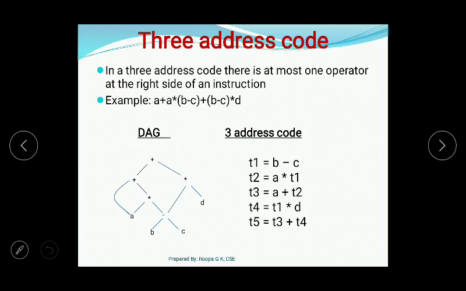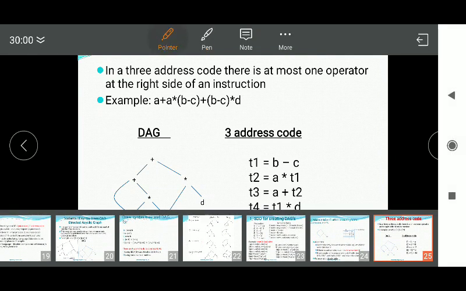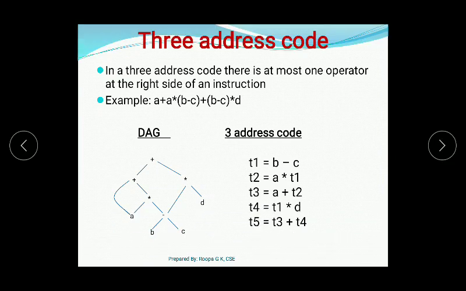Hello students, let us continue with the 3-address code. 3-address code is another intermediate representation. We have studied syntax tree and DAG in the previous video.